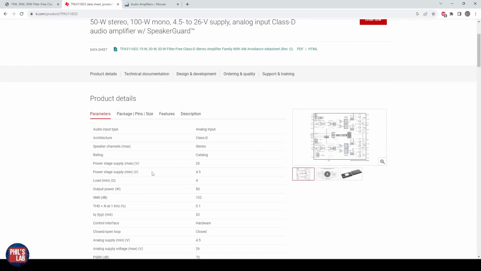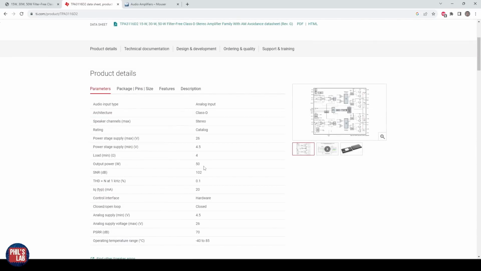You can check out all the specs and you would select your Class D amplifier depending on what output power you want, what your minimum load is, what your power supply voltages are. So there are many different aspects to designing or incorporating a Class D amplifier IC, so make sure you check out all the parameters and scale them to your application.